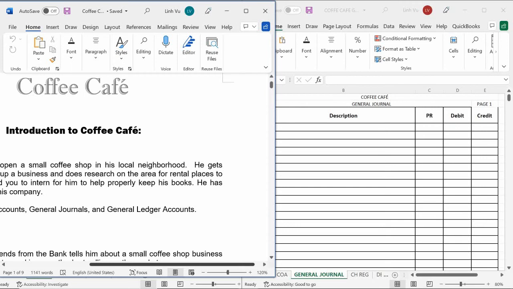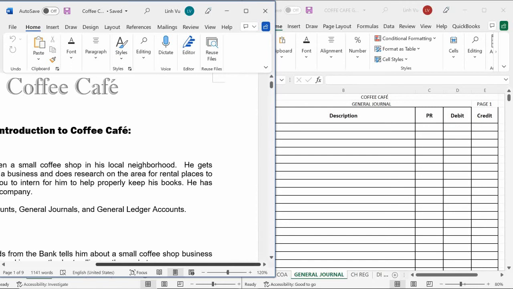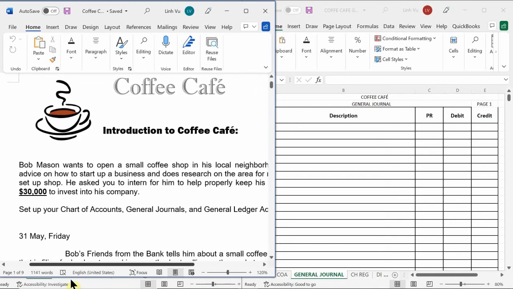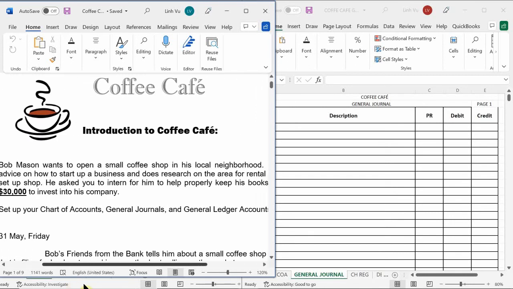And he asked you to intern for him to help properly keep his books. That means we're going to be responsible for managing all the books, keeping track of all of his income, all of his expenses, all of his records and everything that we need to do. We're going to be the bookkeeper. Then, of course, he has $30,000 to invest into his company.